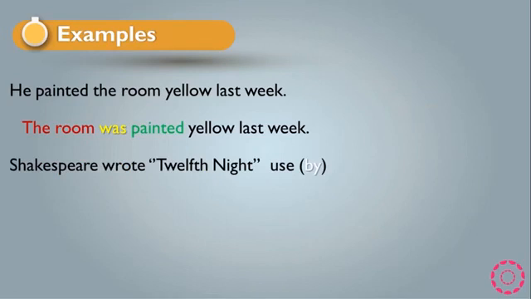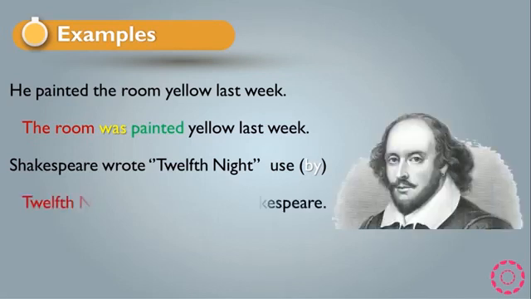Shakespeare wrote Twelfth Night. Used by. Shakespeare wrote Twelfth Night. So it asked to use by. So it became like that: Twelfth Night was written by Shakespeare. Twelfth Night is an object, and was is the verb to be in past form. Wrote became written by Shakespeare, so we have to use the subject again, which is Shakespeare, or you can say by him.